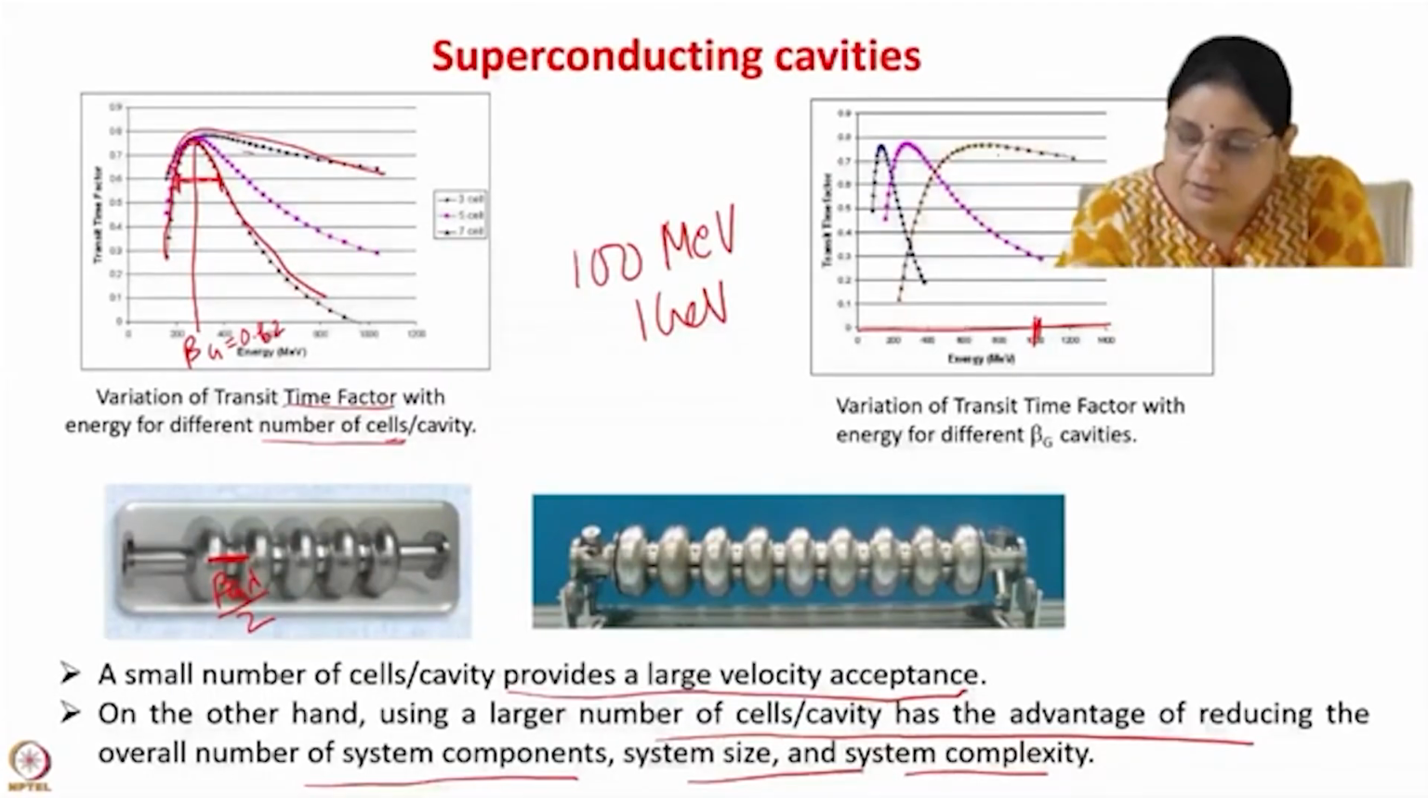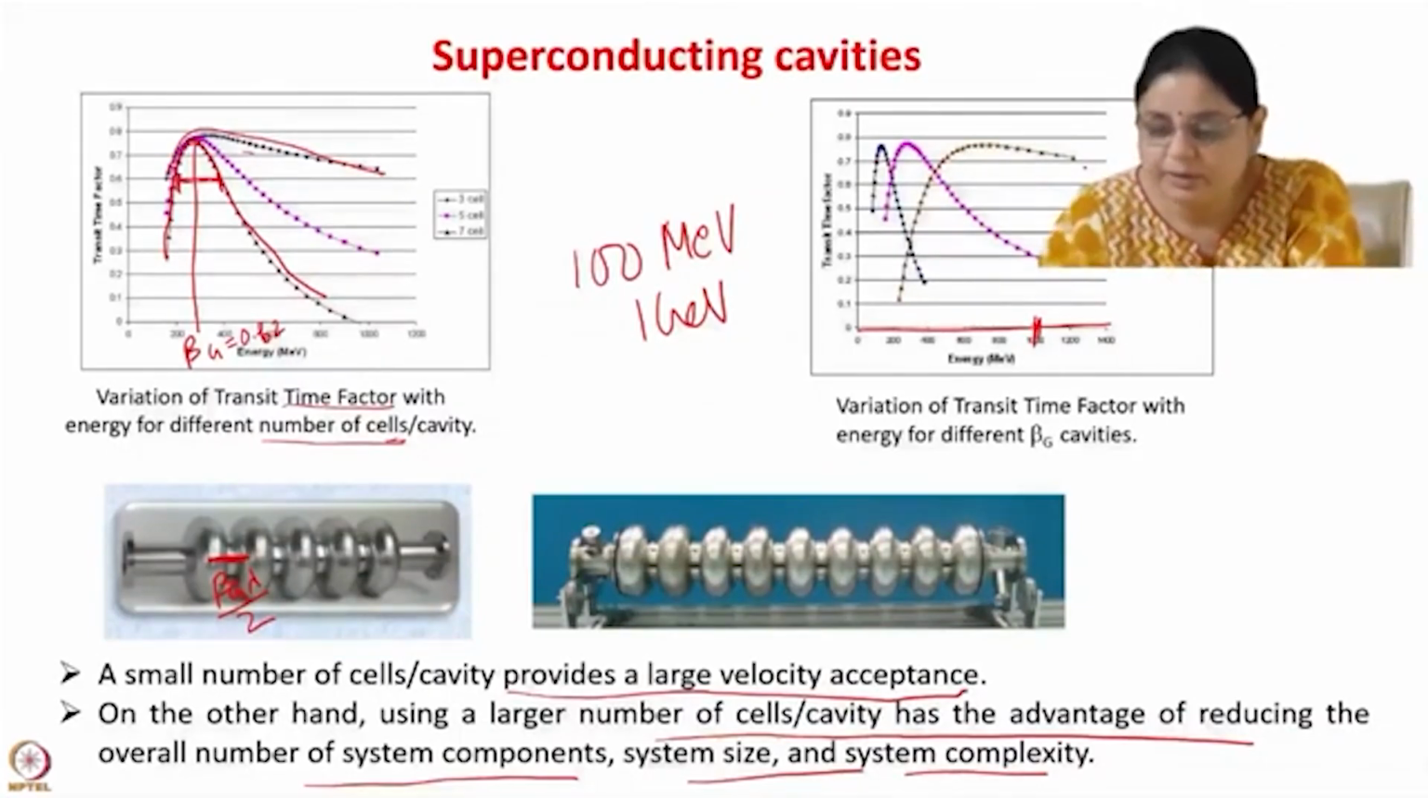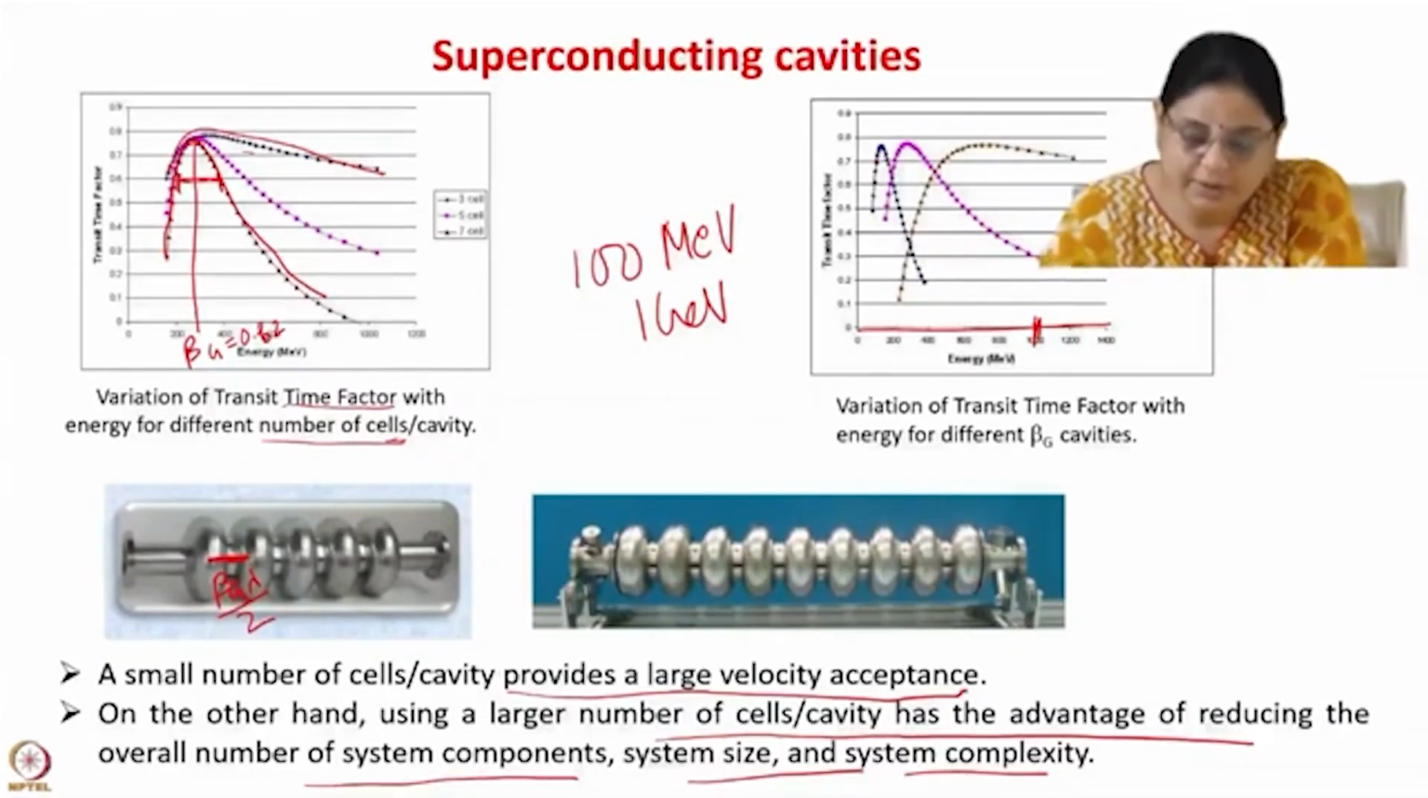Using these 3 types of cavities, we can accelerate from 100 MeV to 1 GeV. The first cavity will accelerate from, let's say, 100 MeV to roughly around 250 MeV. The second one from 250 to roughly around 450 MeV, and the final one from 450 MeV to 1 GeV. So in this way, you can use 3 different families of elliptical cavities to accelerate to the final energy of 1 GeV.